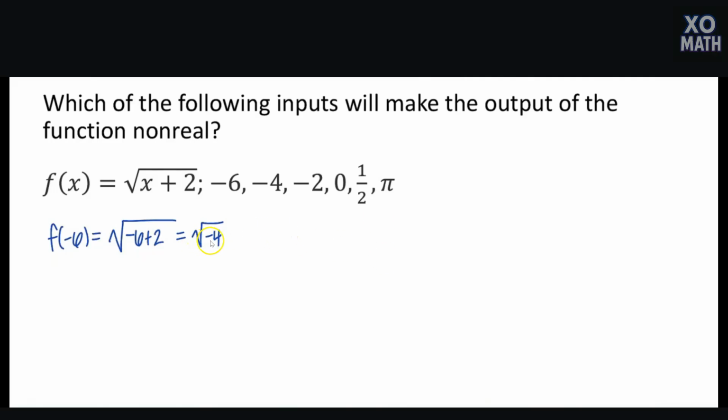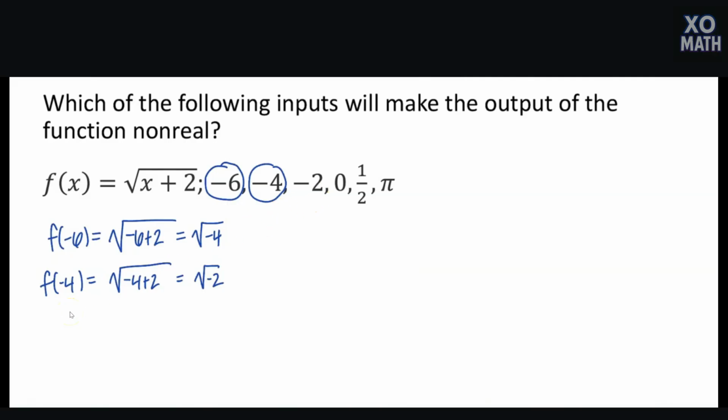When I have a negative underneath an even root, it creates an imaginary number, which is non-real. So the input of -6 did make the output non-real. Now we check what happens when I substitute in -4. F of -4 is the square root of -4 plus 2, or the square root of -2. Once I recognize that the part underneath the radical is negative, I know that my output is non-real.